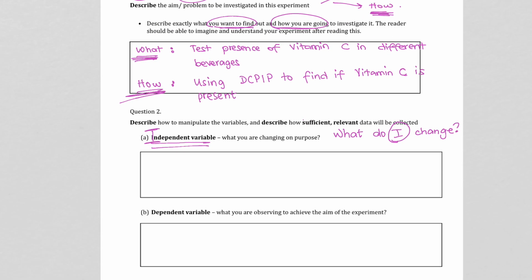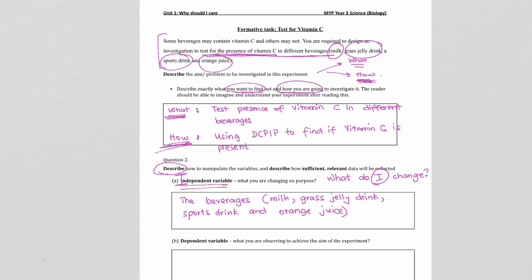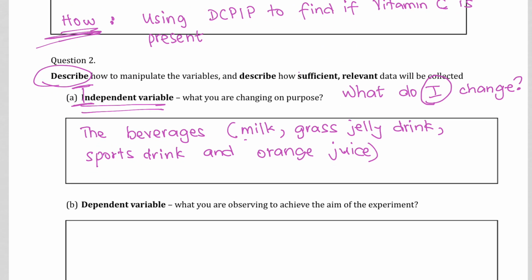Now when you're going to state the independent variable, do not just say I am changing beverages. Also state what the beverages are that you're using, because the question is describe. To be able to describe, you have to mention the names of the different things that you are using. And whenever we're looking at the independent variable, there's always going to be several of them. There's only one independent variable, but there are different things that we are using, because I am changing it.